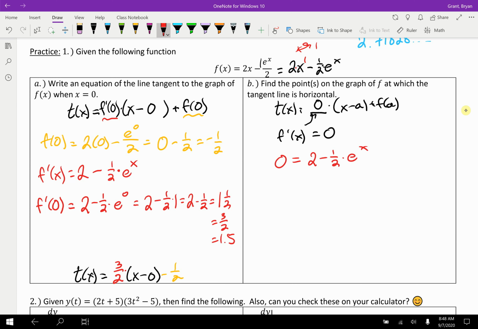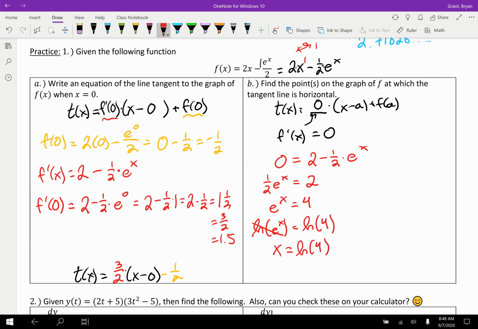And then we solve. I'm going to add the 1/2 e to the x to the other side to make it positive. Maybe multiply by 2 here. And how do we undo e to the x? So that's our natural log function. We remember that from Algebra 2 or maybe pre-calculus or maybe summer school, something like that. Those undo each other. The x becomes a regular variable again, and we get x equals the natural log of 4.